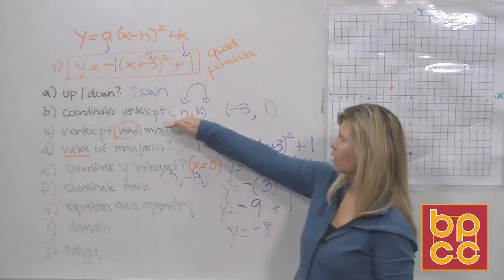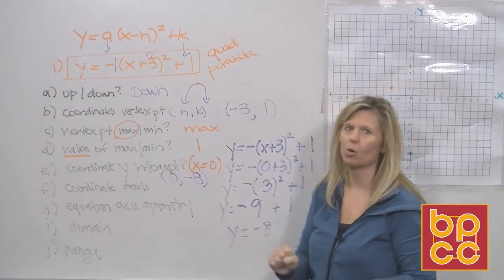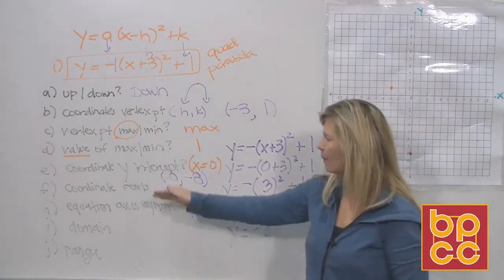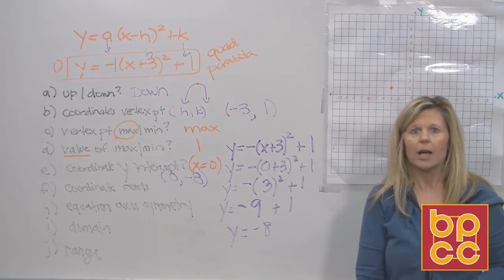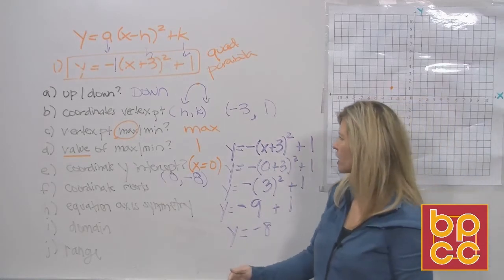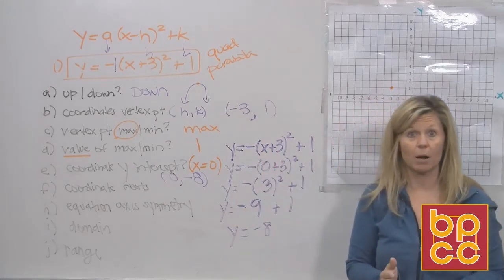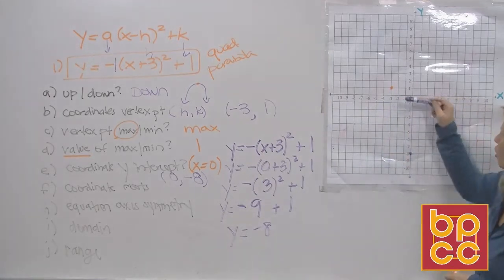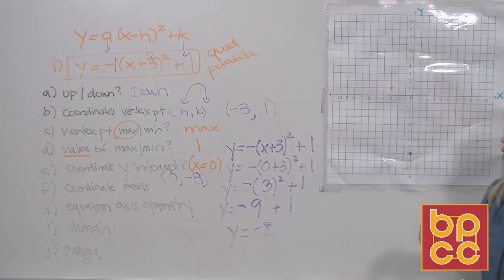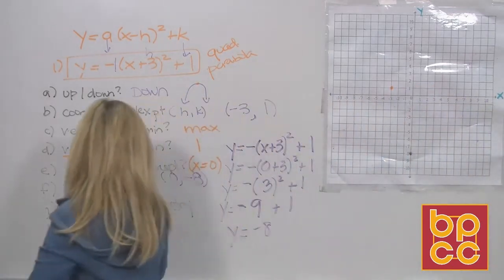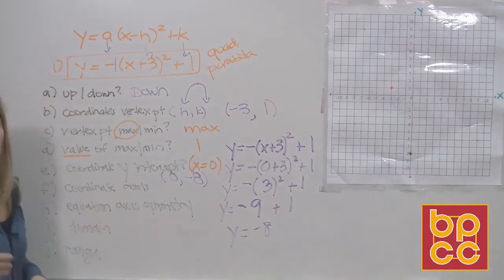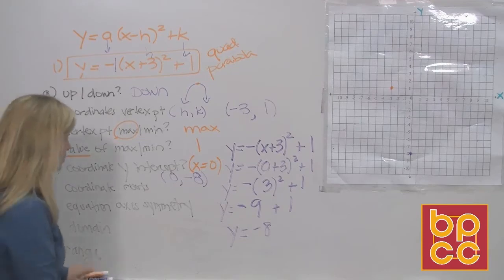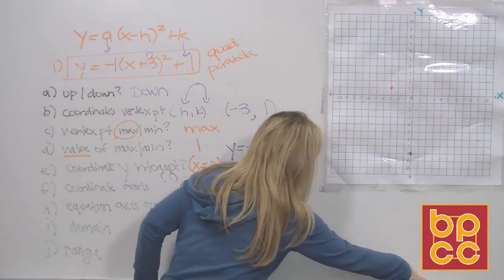Every parabola has a vertex point. You can get it by looking at the equation. Every parabola has a y-intercept. You can always find the y-intercept by replacing x with 0. But those 2 points are not going to be enough. So the next question says, find the coordinates of the roots. Roots is a fancy word for x-intercepts. So we're going to actually have to do some work.